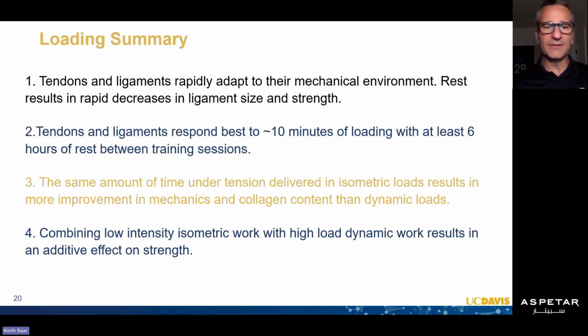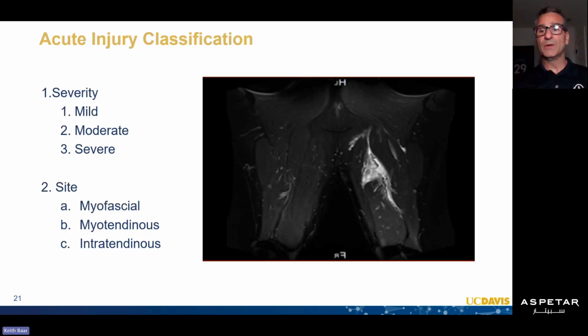They do a lot of heavy work, a lot of plyometric work on the field, and then they do these low intensity isometric works in the gym. That's going to actually increase their strength and increase their robustness even more. But no matter what we do, we're going to get these.